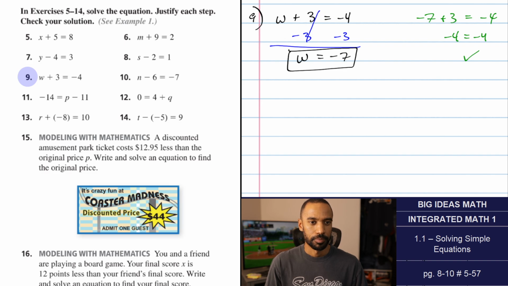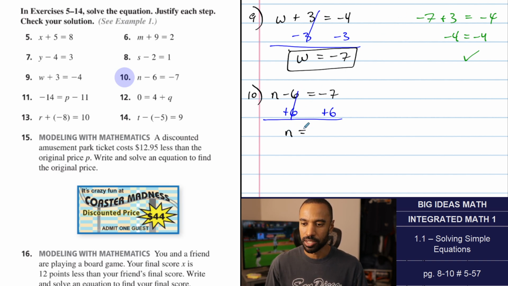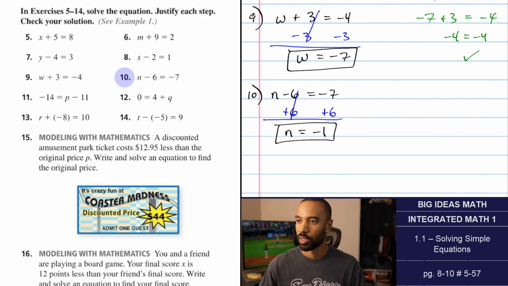All right, number 10. N minus 6 equals negative 7. Solving for n, 6 is being subtracted from n. We are going to add 6 to both sides of this equation. Negative 6 plus 6 again is 0. Negative 7 plus 6 is negative 1. Same as 6 minus 7, negative 1. We double check that one. Negative 1 minus 6 is indeed going further negative. So negative 7, they check out.